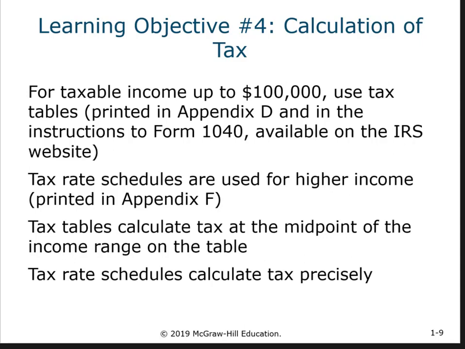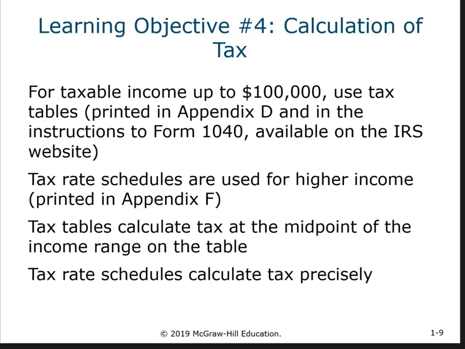Once you have your taxable income, then you can calculate the tax. And there are two ways to do it. One is if your taxable income is up to $100,000, you are supposed to use the tax table. That has been provided in your textbook. In the instructions for the 1040, you can find lots of different ways. But it is literally, you look up your taxable income, you look up your filing status, and it tells you the tax liability that you owe.